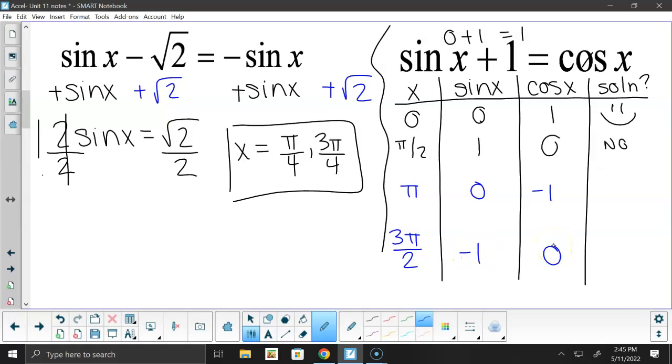So, did pi work? No. Because I've got 0 plus 1 is 1. 1 does not equal negative 1. So that's a no. And then I've got negative 1 plus 1, that's 0. 0 equals 0, so I'm cool there. So really, my two answers for this one are at 0 and 3 pi over 2.